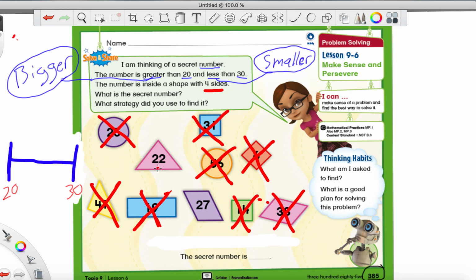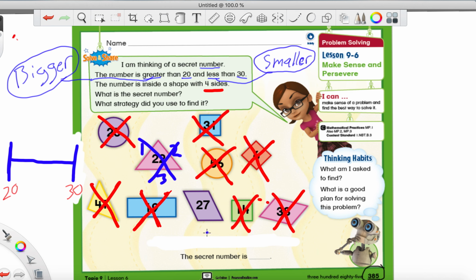Okay, how about the number 22? Does 22 have 4 sides? Well, let's check real quick. Okay, we have 1, 2, and 3. Nope, doesn't have 4 sides. Have to get rid of it.